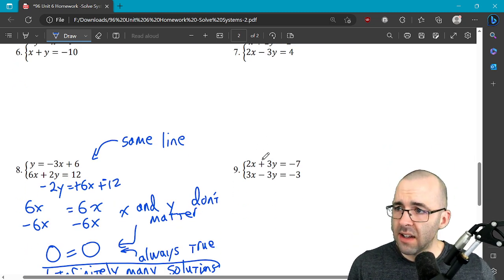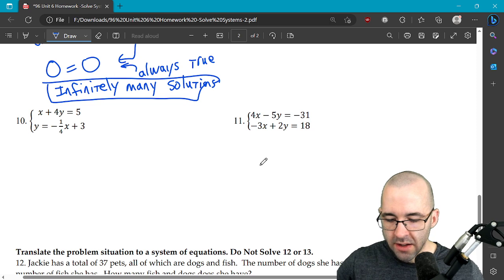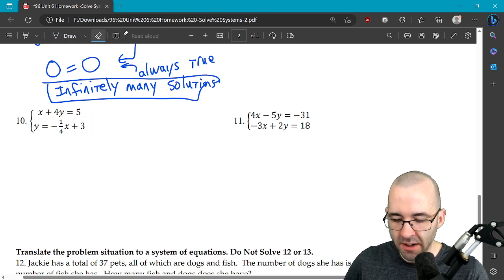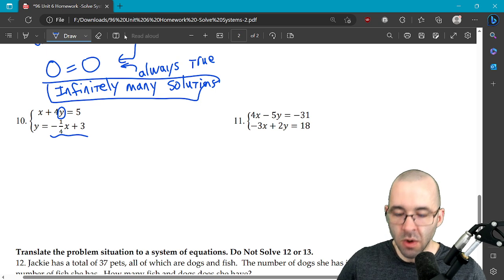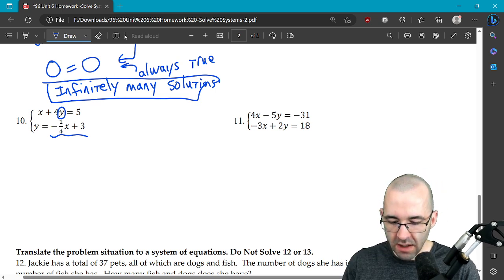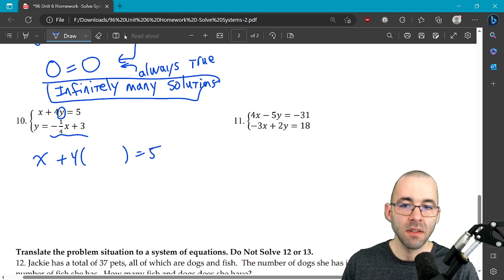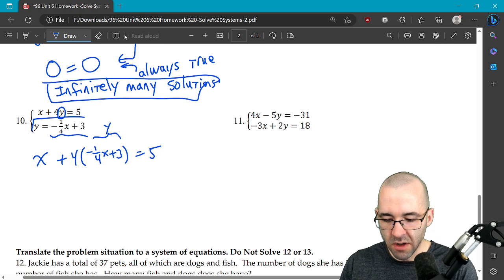All right, let's do 2 more. Number 10. All right, we did the elimination method. Let's do the substitution method. Why? Because we've already solved for y. Makes substitution a lot easier. So you have to solve for y and then replace the y in the other equation with what y equals. We have x plus 4 times y equals 5. And we know that y is the same thing as negative 1/4 x plus 3. Right? That's what y equals according to this equation.